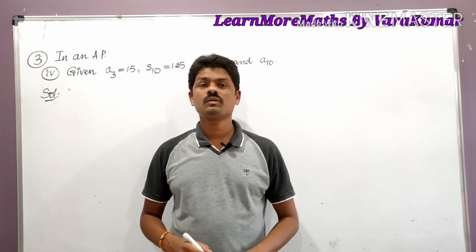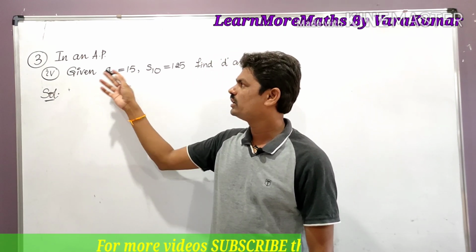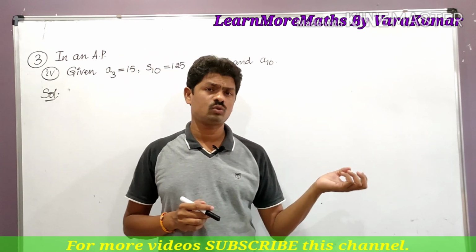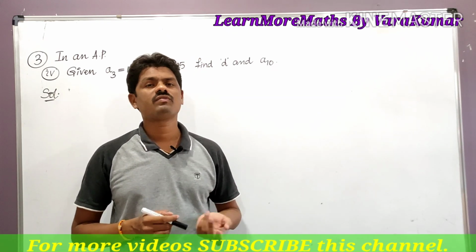We are solving problems from the chapter Progressions, exercise 6.3, third problem. Student, in an arithmetic progression he has given two or three values, and he is asking to find some more, the fourth value or fifth value.